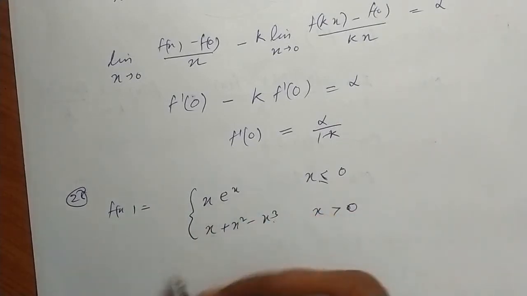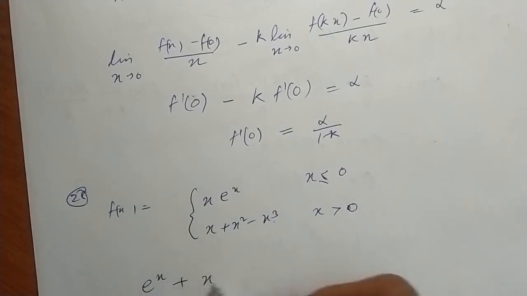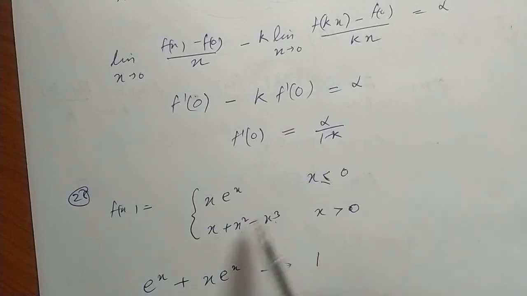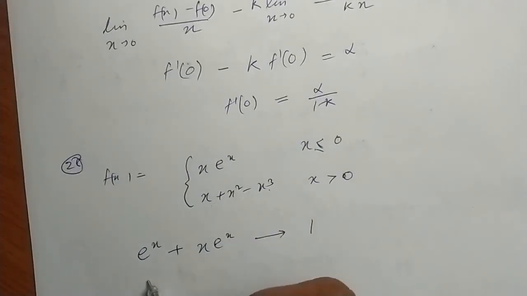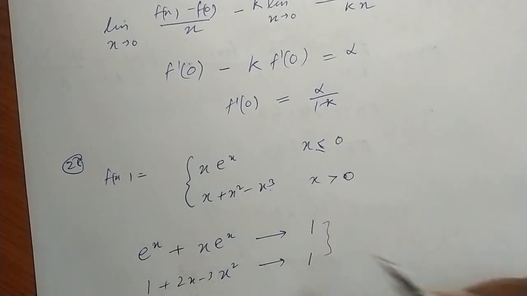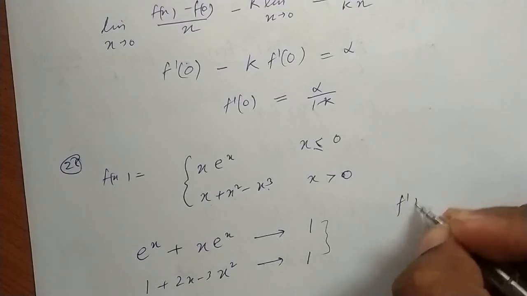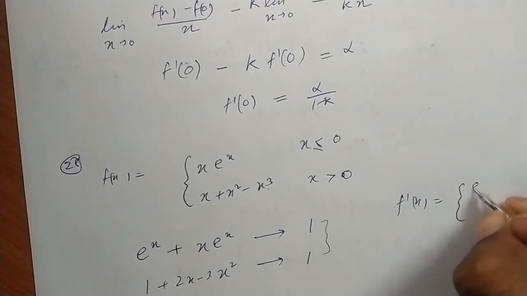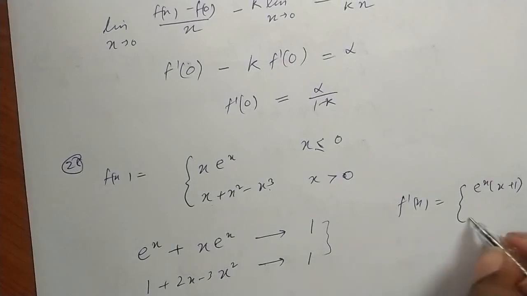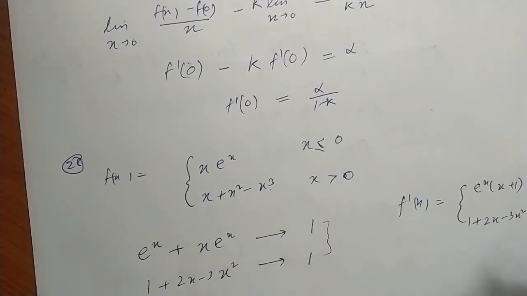For LHD, differentiate this. So it would be e power x plus x e power x. At x is equal to 0, this will become 1. And differentiate this, 1 plus 2x minus 3x square. At x is equal to 0, this will become 1. So the function is differentiable at x is equal to 0. So let's calculate f dash x. So f dash x would be e power x, x plus 1. Okay. And 1 plus 2x minus 3x square.